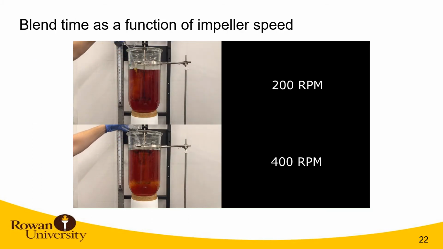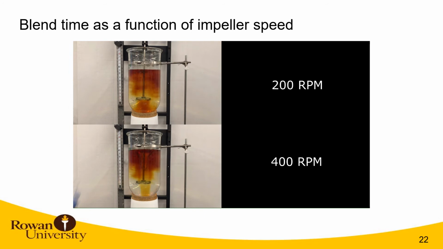So the videos on this slide show that the blend time is going to decrease as the impeller speed increases. At lower impeller speeds, we can see the mixing zones better in the vessel, and the column takes the longest to blend, as you can see right now.